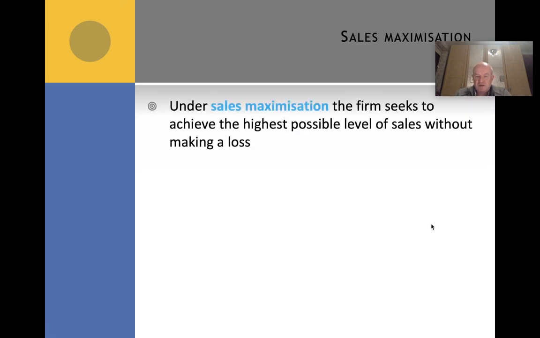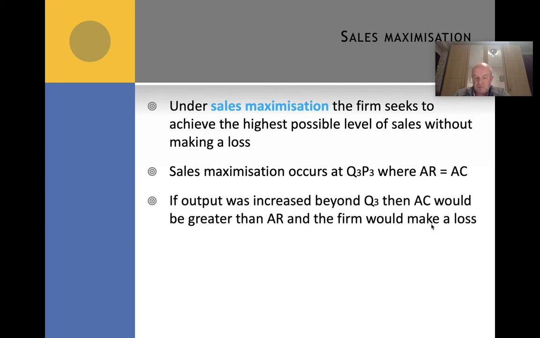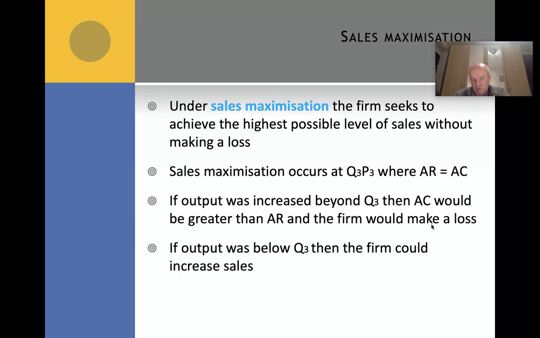If we look at sales maximisation then, this is a situation where a firm might seek to achieve the highest possible level of sales without making a loss. That's the principle behind it. When we look at the next graph, we're looking at Q3 and P3, where average revenue equals average cost, and that's the point at which sales maximisation would happen. If output is increased beyond Q3, then average cost will be greater than average revenue, and the firm would start to make a loss, and clearly wouldn't want to go any further than that, because it's not feasible over the long run.